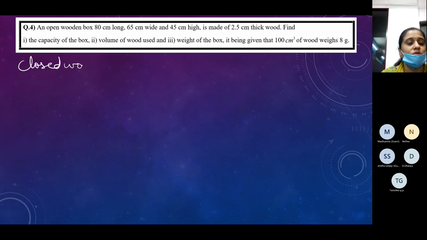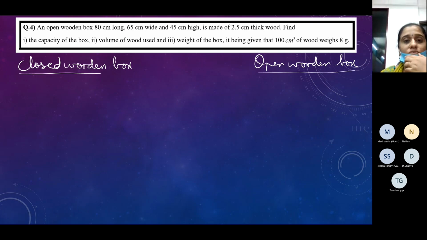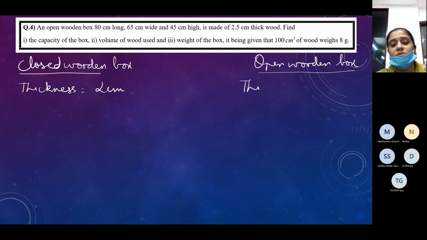Supposing it's a closed wooden box, and then the open wooden box. Now, when the wood is thick, it's a wooden box. So wood is thick, right? Now supposing the thickness of the wood is say 2 centimeters. Thickness of the wood is 2 centimeters. So that means the external dimensions will be different from the internal dimensions.